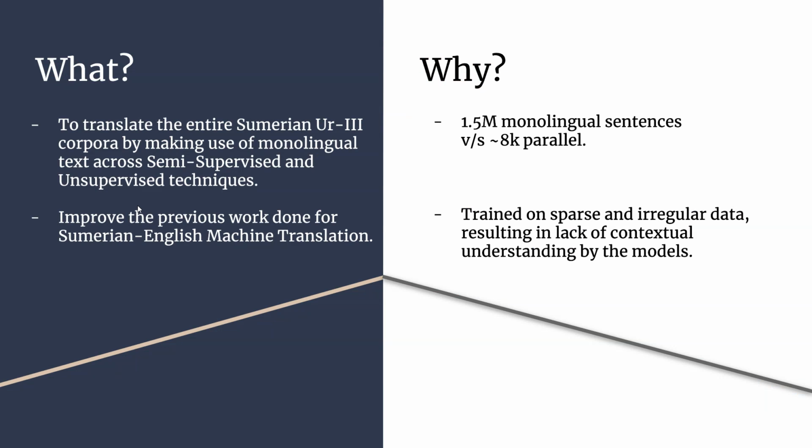A main objective in the project was to translate the entire Sumerian UR3 corpora with CDLI, specifically making use of the monolingual text across semi-supervised and unsupervised techniques for machine translation. The primary motivation was that we have about 1.5 million monolingual sentences, while only around 8,000 parallel, human-translated sentences in the CDLI corpus.